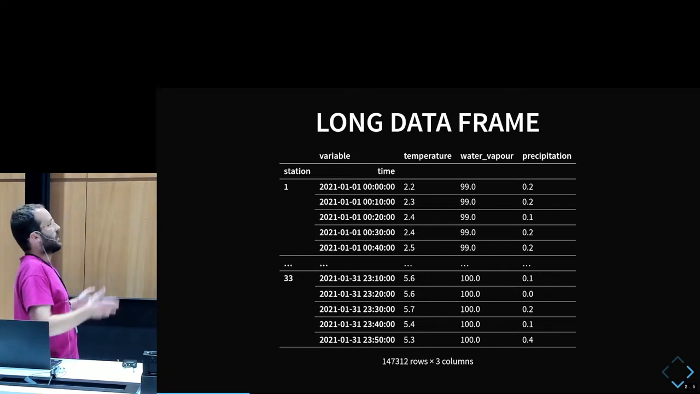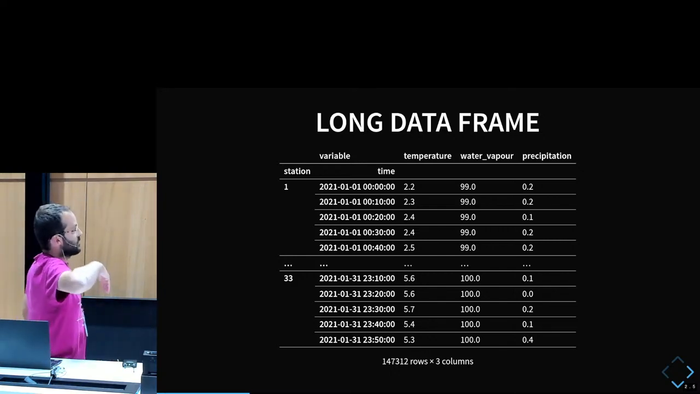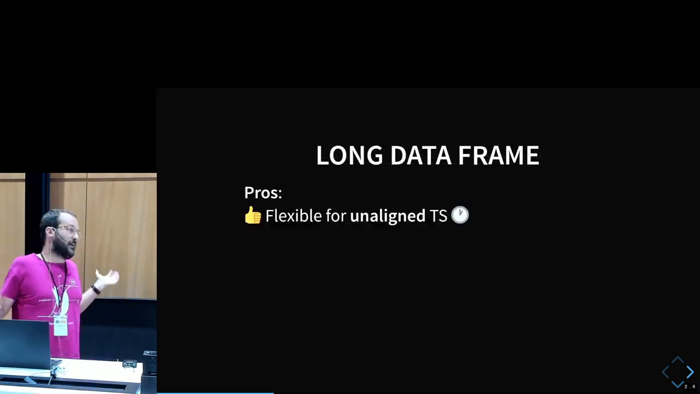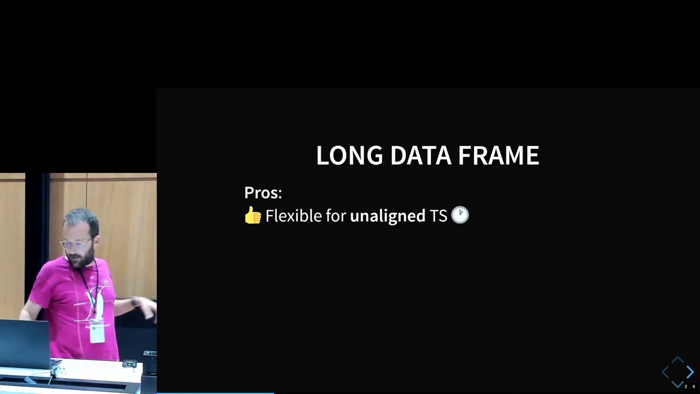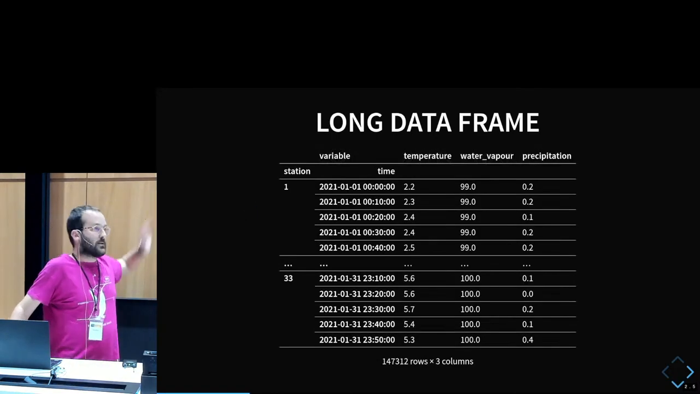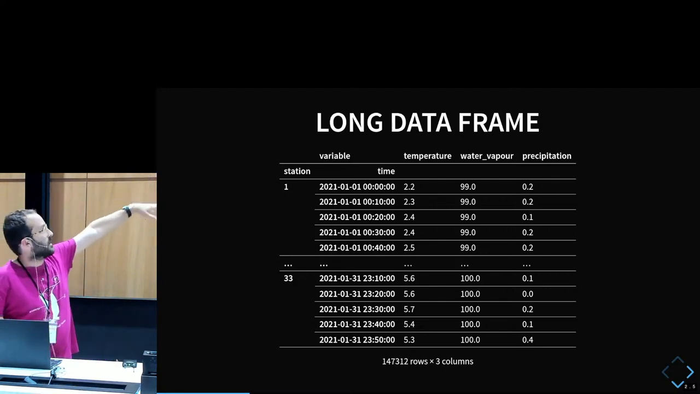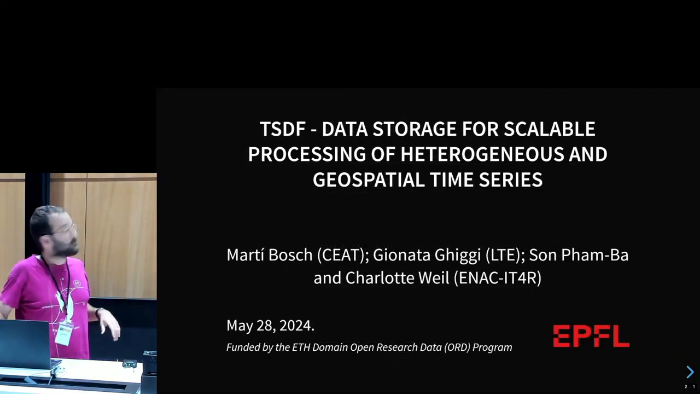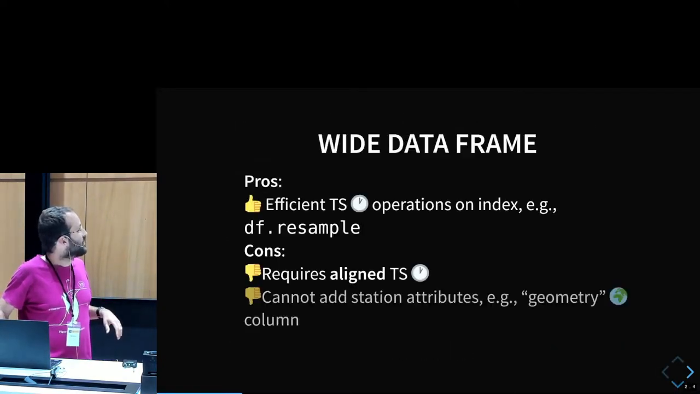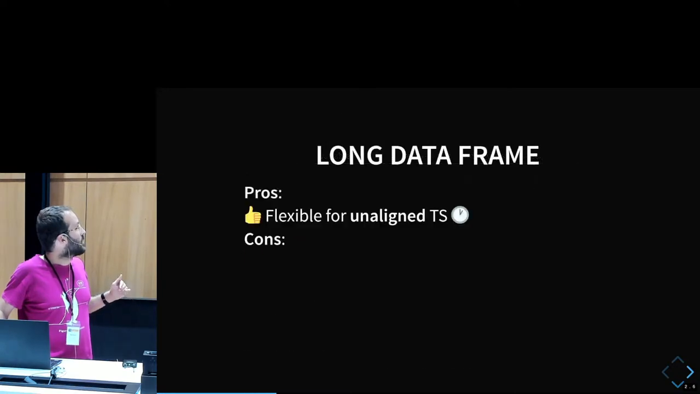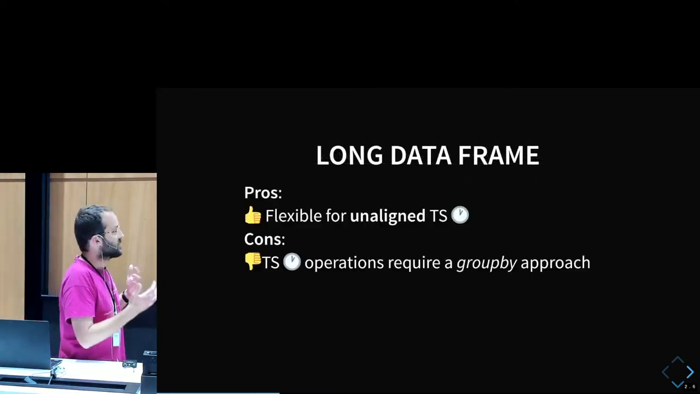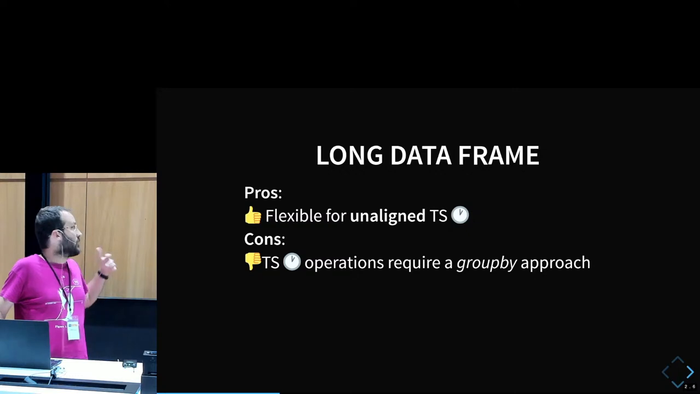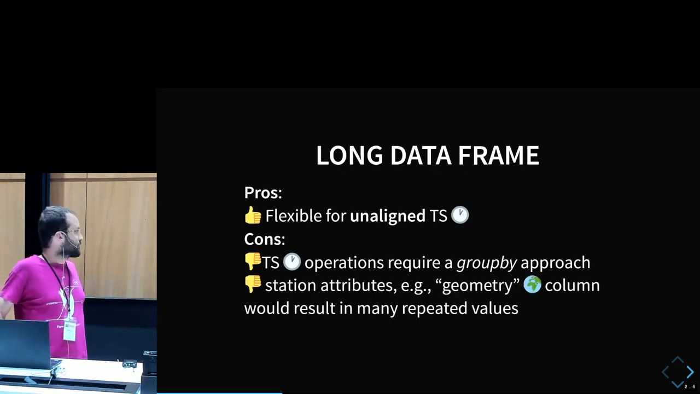At least in this case we have each variable with its dedicated column, and the advantage is that we can have unaligned time series. If we go back here, for each station the time series can be completely different. One could be at 10 minutes, the other one at 1 hour resolution. That's not a problem. But the con is that now time series operations are not as natural, so we cannot just use a resample with pandas and so on. We would need a group by apply approach.